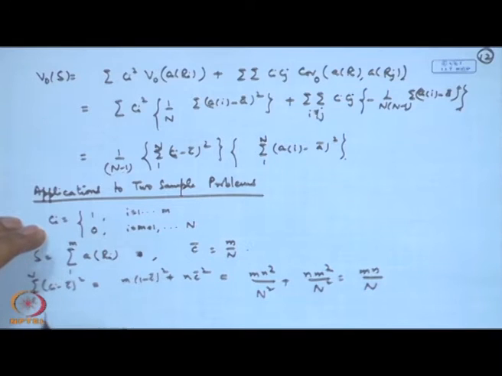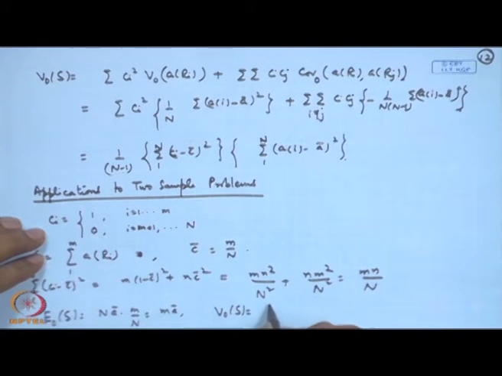So, under this, if I consider expectation of S, that is equal to n A bar m by n, that is equal to m A bar, and variance of S is equal to 1 by n into (n minus 1) m n sigma (A_i minus A bar) whole square.